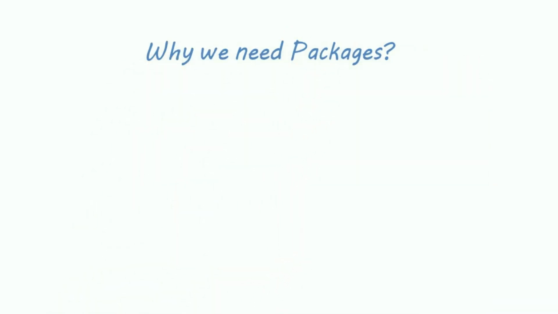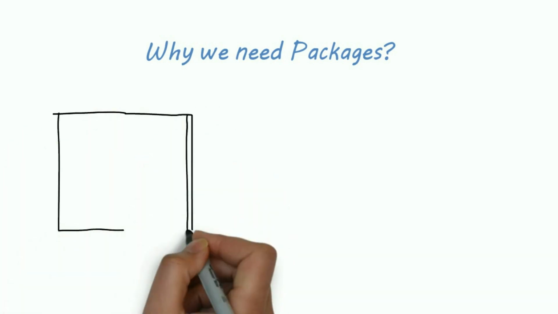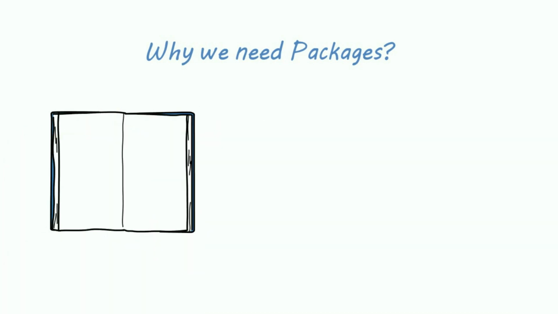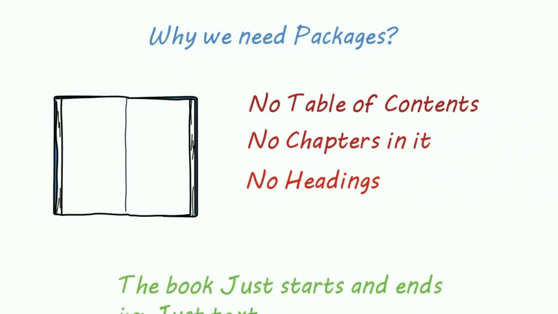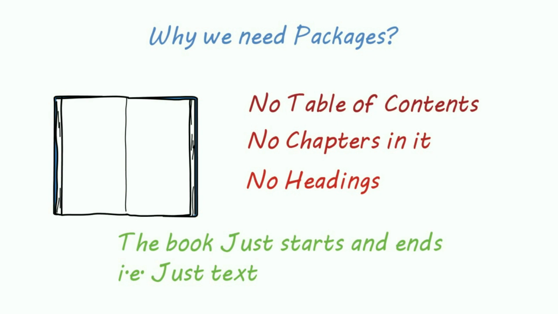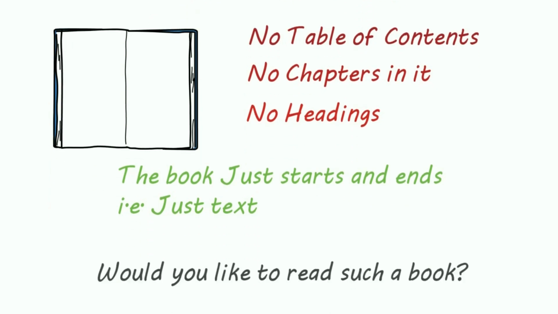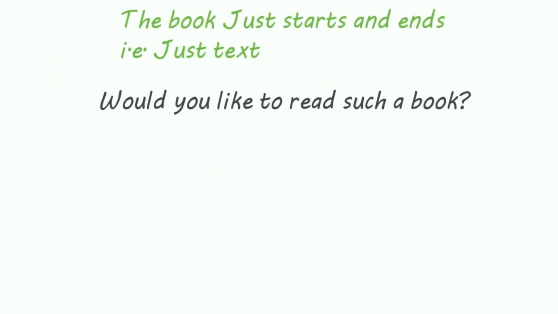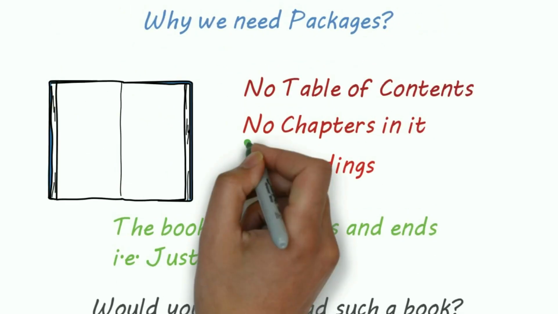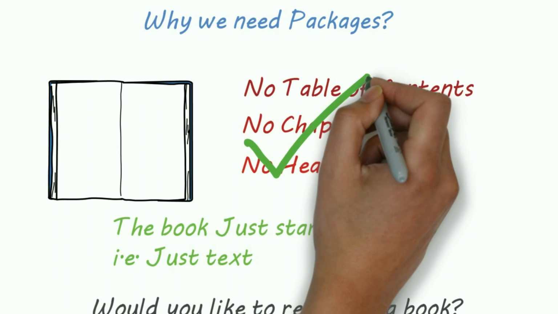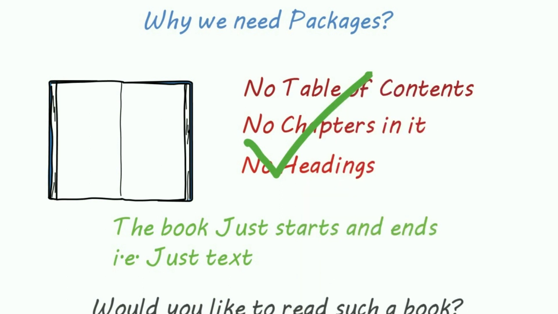For understanding packages, imagine a book with no table of contents, no chapters in it, and no headings. The book just starts and ends, that is just text. Would you like to read such a book? Definitely no. But what if we properly organize that book by using a table of contents and including chapters and headings? Then you can easily read that book.